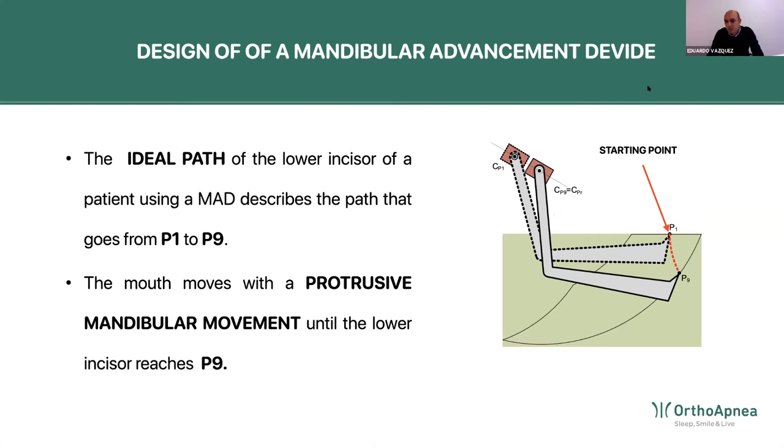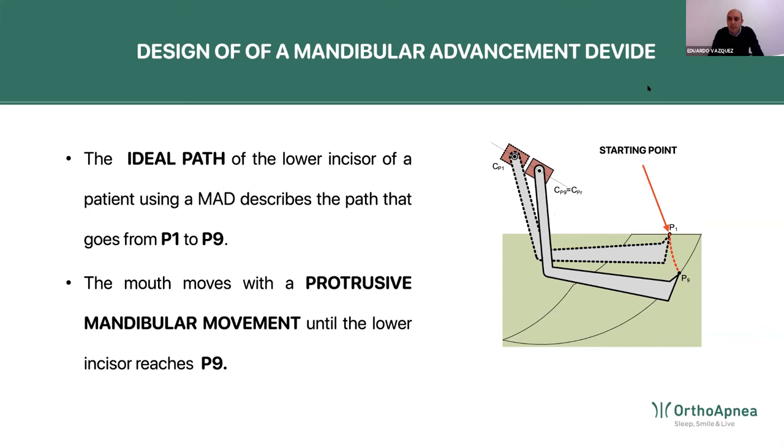Now the ideal path would be a path that will always make the mandible follow a protrusive movement while opening the mouth. In this case, P1 will be the starting point that you have decided, let's say 50, 60, 70%. And then that protrusive path will always allow the mandible to protrude when opening the mouth. P1 will be, in this case, the maximum degree of protrusion at that particular degree of mouth opening.